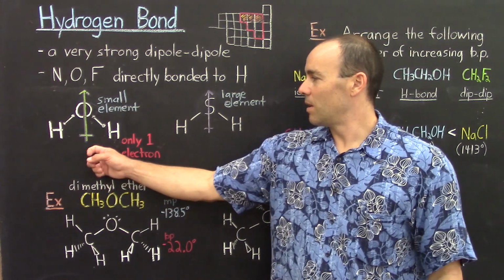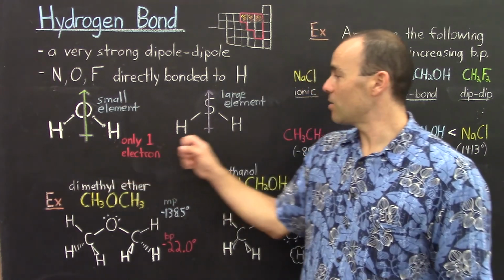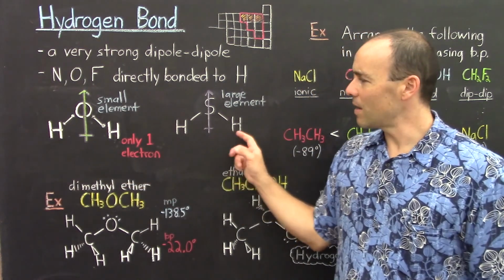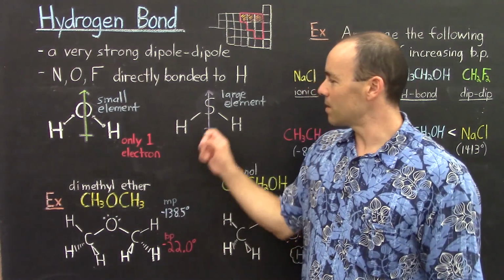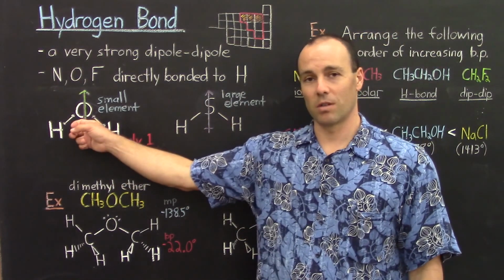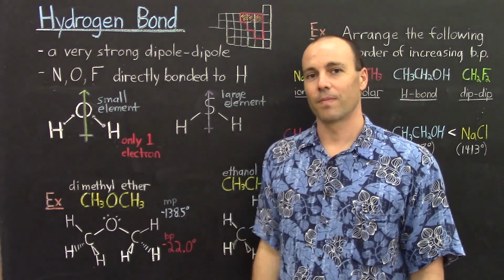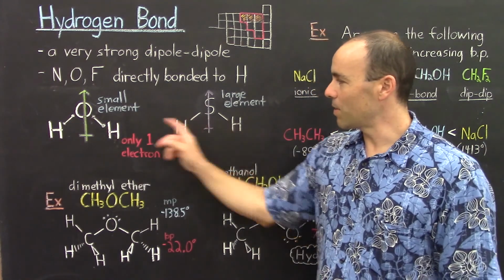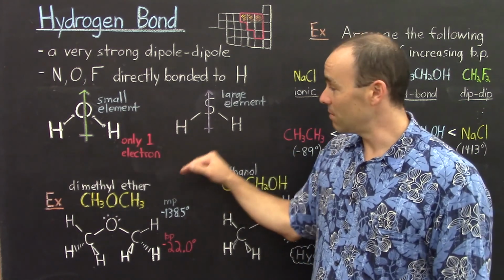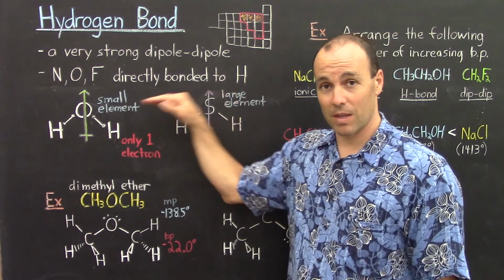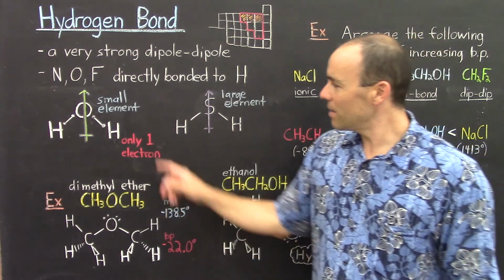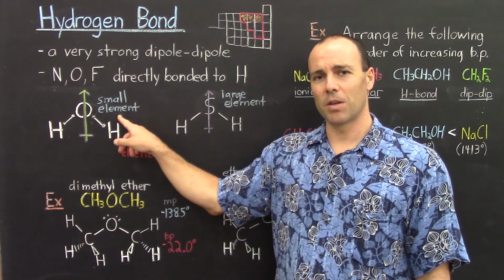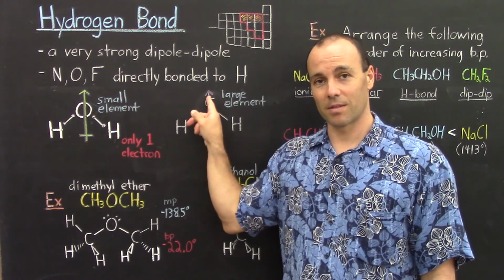Here we have H2O and H2S. Now, the structures of these molecules are the same, and that's because sulfur is right below oxygen on the periodic table. They are both electronegative. These molecules have a negative end and a positive end. The main difference is that oxygen is much smaller than sulfur.